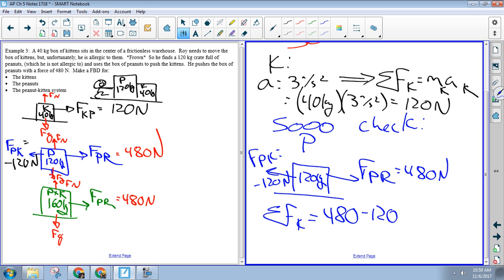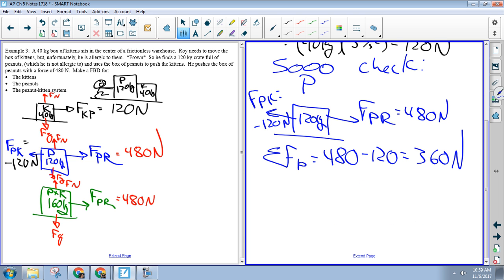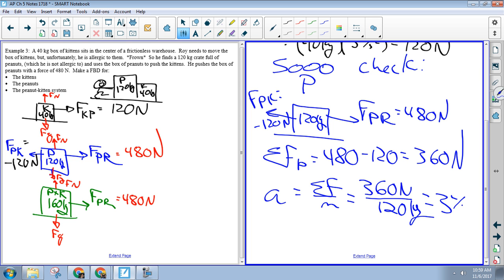All right. So the net force on the peanuts turns out to be 360 newtons. So what's the last thing I should do? Find the acceleration and make sure you get the same answer, right? Yep. So net force over mass. So we had a net force of 360 newtons acting on 120 kilograms of peanuts, and you get 3 meters a second squared, and thus we are happy. Cool?